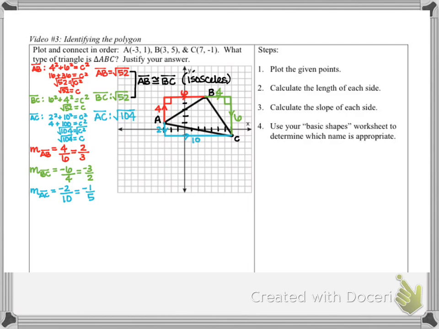So basically what I'm being told is that line segment AB is perpendicular to line segment BC. If they're perpendicular, then I'm being told that this is a right triangle. So what I would say about this triangle, triangle ABC, is an isosceles right triangle. And my justification is all of my work here.